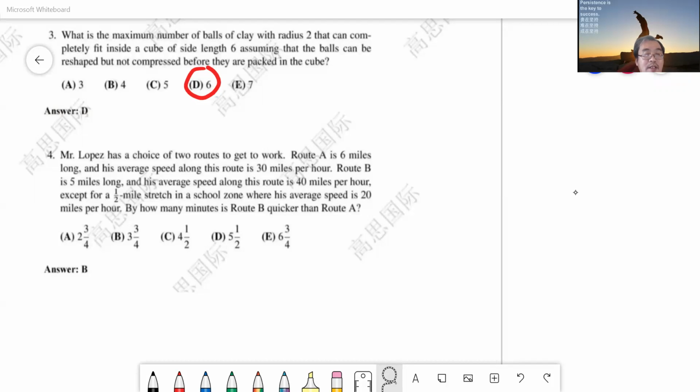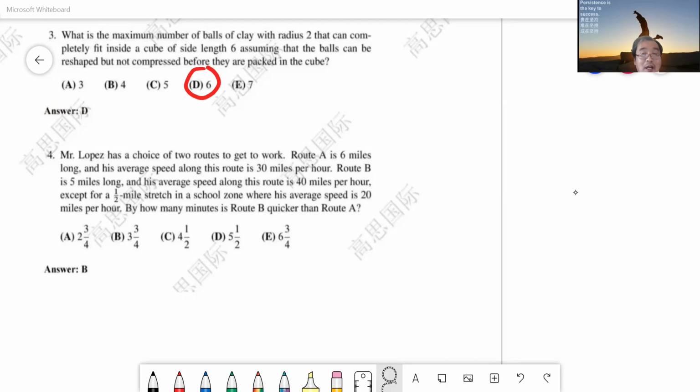Okay, let's look at question number 4. Mr. Lopez has a choice of 2 routes to get to work. Route A is 6 miles long, and his average speed along the route is 30 miles per hour. Route B is 5 miles long, and his average speed along the route is 40 miles per hour, except for a half-mile stretch in a school zone where his average speed is 20 miles per hour. So how many minutes is route B quicker than route A?